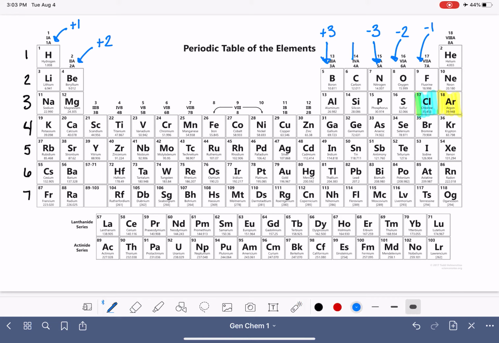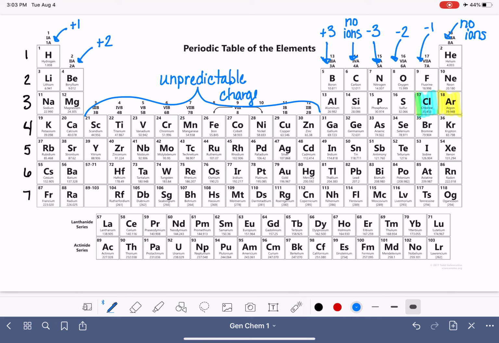These guys right here actually don't form ions. Maybe because they don't know what to do. Should they gain? Should they lose? They don't know what to do. So this whole entire group 4, they're just not ionizing. What about for the noble gases? I mean, they're already perfect. They don't need to ionize either. So no ions there. These elements down here, these form unpredictable charges that we just kind of take on a case-by-case basis.